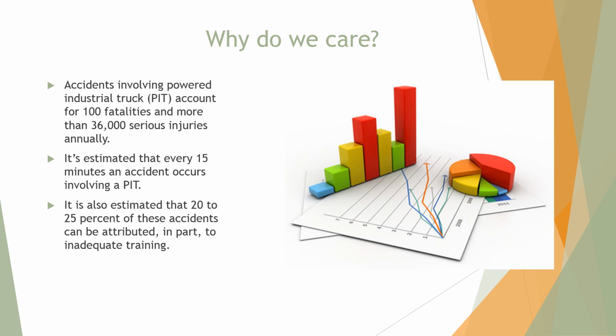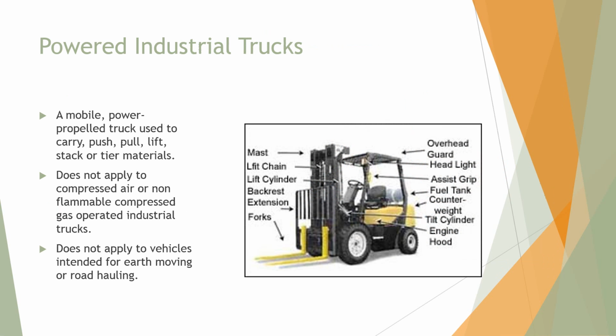Basically, there is an estimated powered industrial truck accident about every 15 minutes, which comes out to 100 fatalities or 36,000 injuries annually. Powered industrial trucks are any forklifts or powered trucks that are used to carry, push, pull, lift, stack, or tier materials. Normally used in manufacturing settings, but sometimes used outside as well. You'll see when I go over the different classes of vehicles.